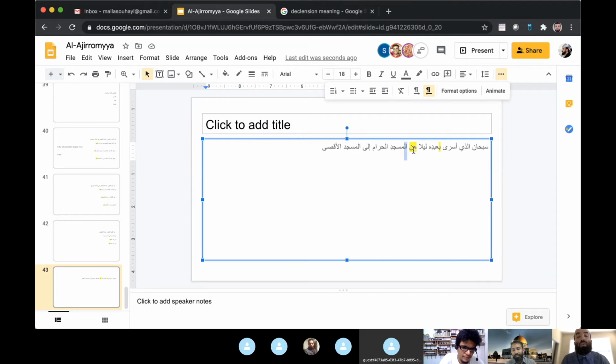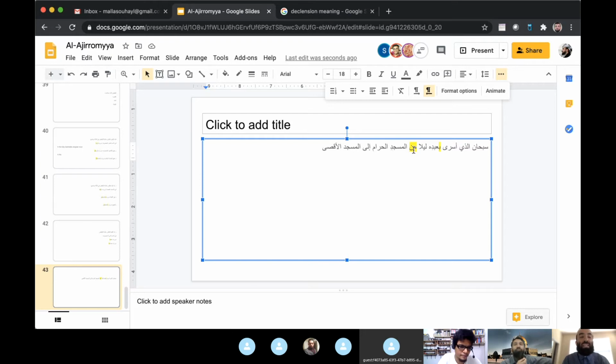We said alif and lam in Arabic is the definite article. It means the masjid, right? And tanween indicates that the noun is indefinite. Tanween is, you could say, the indefinite article. So you cannot combine the definite article and the indefinite article at the same time, right?